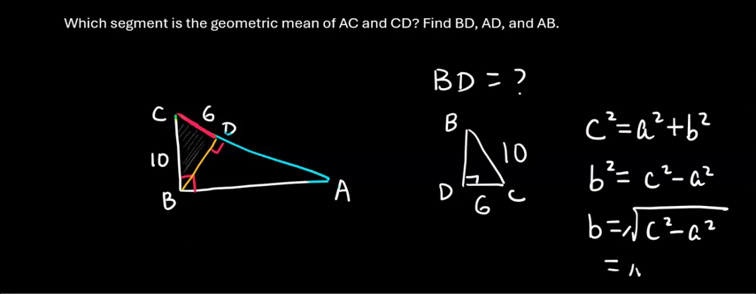Now we start to plug in. c squared, 10 squared, 100. a squared, 6 squared, that's 36. And that's 64 under the square root. So b is 8. b is BD, so BD is 8. Now you just solved what BD is.